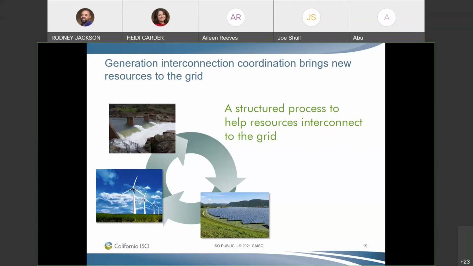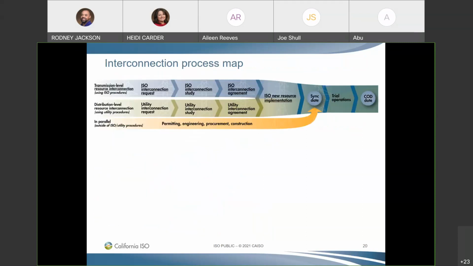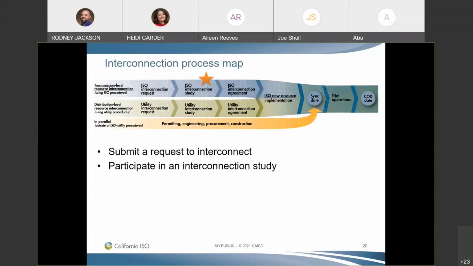So let's take a high-level look at what this looks like. So here's the interconnection process map. So at a high level, the generator interconnection process starts when the resource submits a request to interconnect. And this kicks off the generator interconnection study to determine the reliability implications and the impacts of the system and identify any upgrades that need to be made. And the process takes just over 2 years to complete.